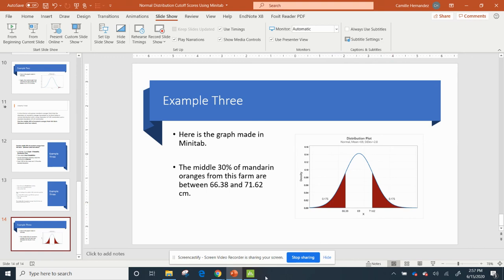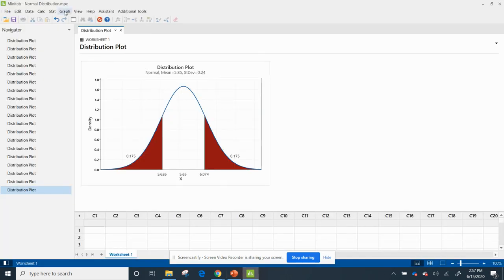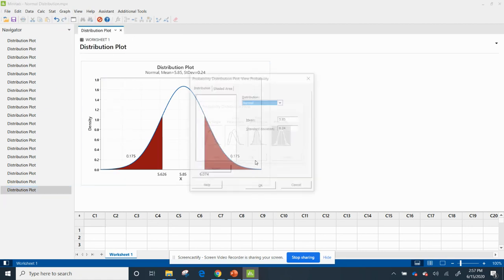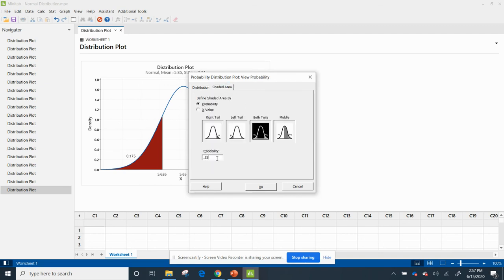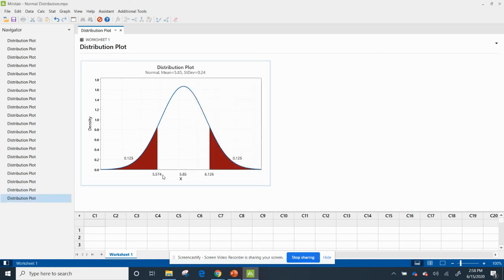Let's do another one with this. Say I wanted the middle 50%. Go to graph, go here again. I still have the same mean and standard deviation. If I have 50% in the middle, that means I have 50% in my tails. Divide it by 2, I get 0.25 for each tail. Hit OK. Now the middle 50% ranges from 5.574 centimeters to 6.126 centimeters.